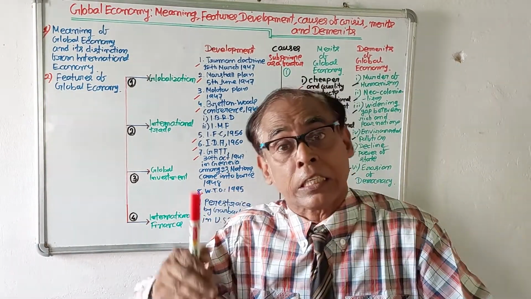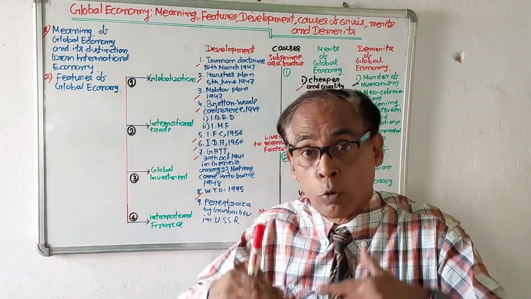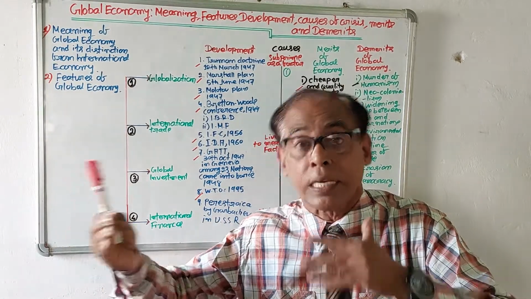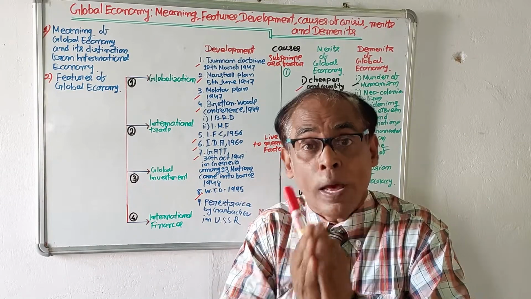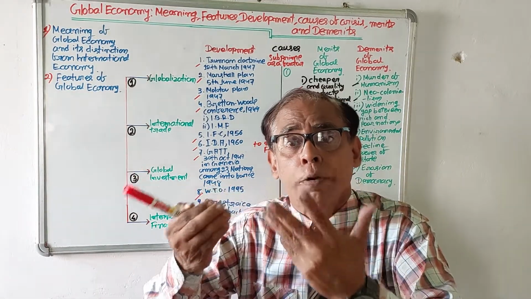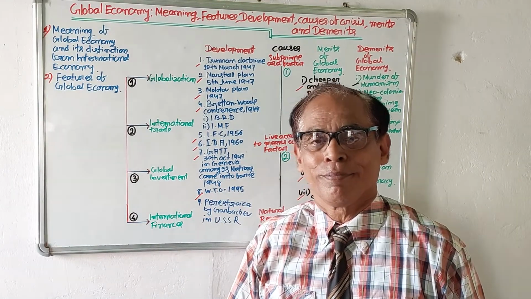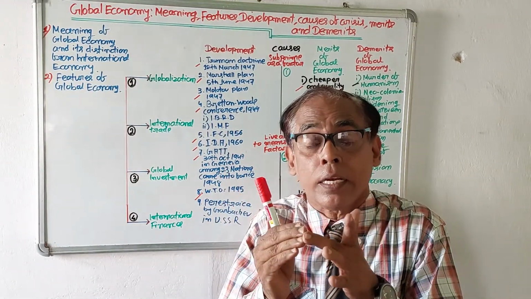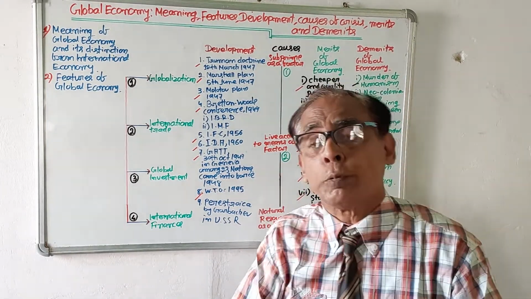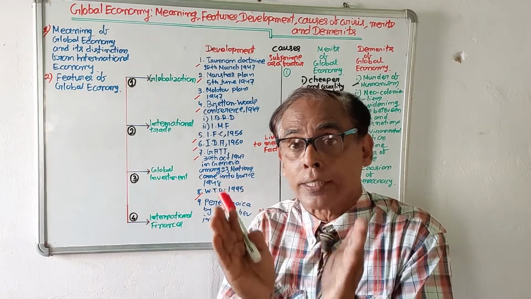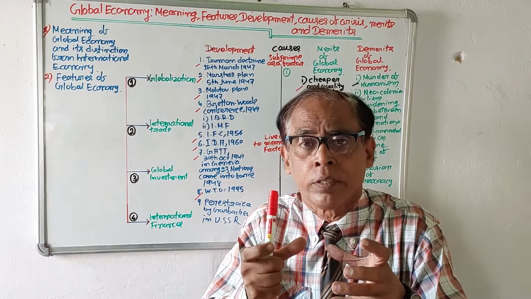There will be no restriction on trade. There will be free trade. There will be no restriction in the movement of workers, in the movement of people. So, globalization means the world will be made boundaryless. World will be made a single village. So, the first feature of global economy is globalization. In global economy, all nations will be interlinked.